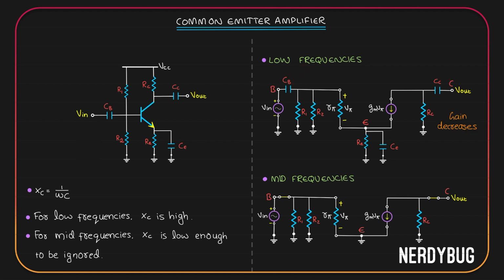But for higher frequencies, all the coupling capacitors and the bypass capacitor are shorted, so the gain will remain the same. So for low frequency signals, gain decreases with decrease in frequency. And for mid frequency signals, it remains the same.